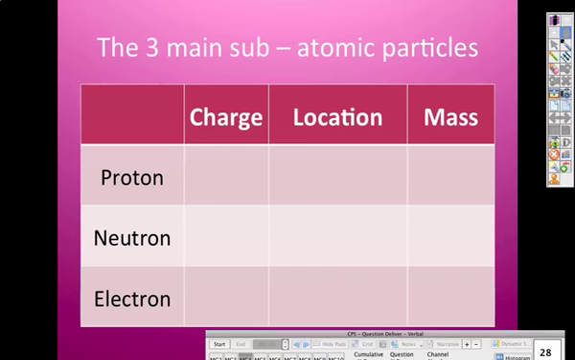So there are three main subatomic particles that we talk about: protons, neutrons, electrons. I want you to fill out what you can for that chart first. So on your little note guide, fill out what you know already. What's the charge of a proton? What's its location? What's its mass? You can just fill out what you already know.